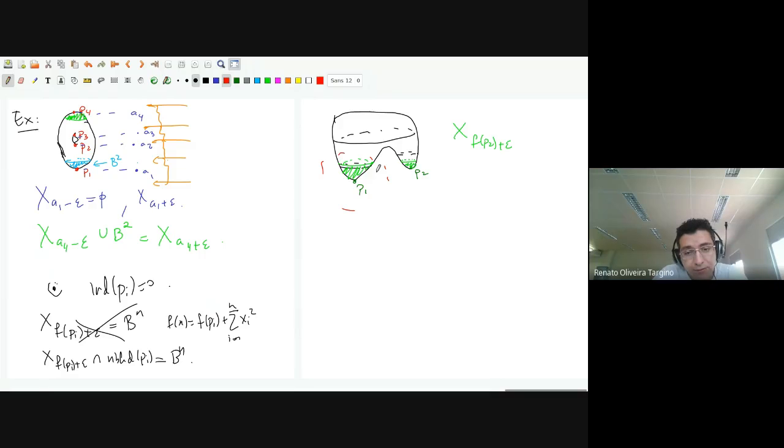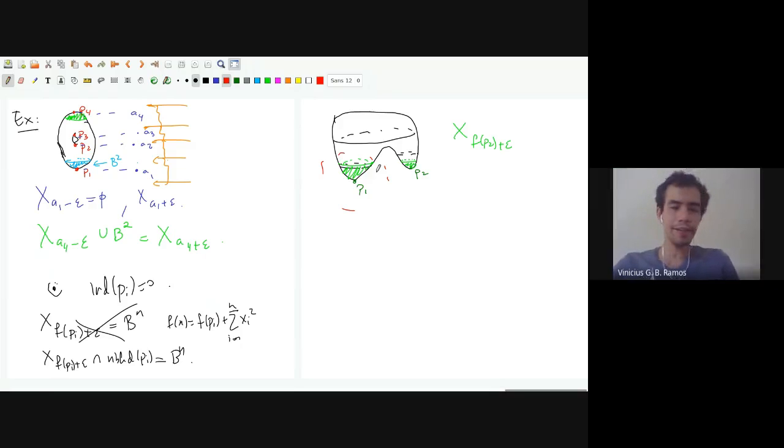But what you can say is that going through pi, X of f of P2 minus epsilon, you actually have the disjoint union with a Bn to get to X of f of P2 plus epsilon. This you can say.